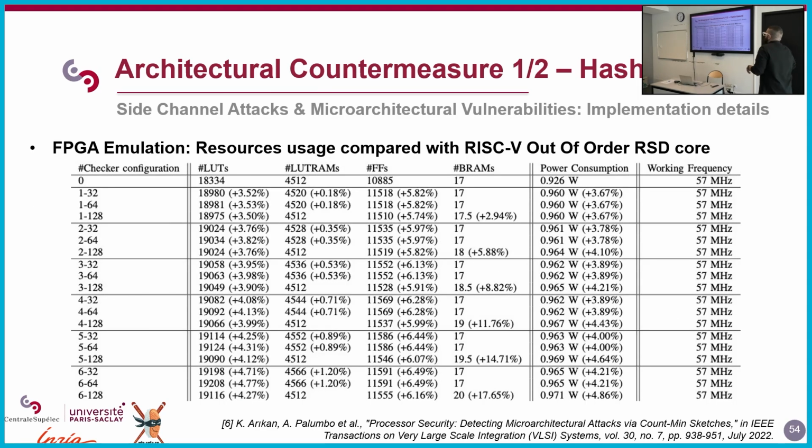Just to report to you some hardware resources, different configurations. Here on the left, this number is the number of hash functions. And here on the right, there is the size, so how many bits are contained in those memory cells. And here is the overhead on the out-of-order RISC-V processor, in terms of lookup tables, flip-flops, and so forth.